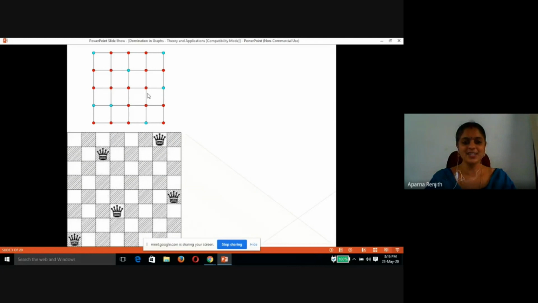This example is for all those chess lovers. This is an 8 by 8 chessboard, and I have placed 5 queens in this chessboard in such a way that every box in the chessboard is now monitored by a queen. So this is a very famous queen domination problem in an 8 by 8 chessboard.